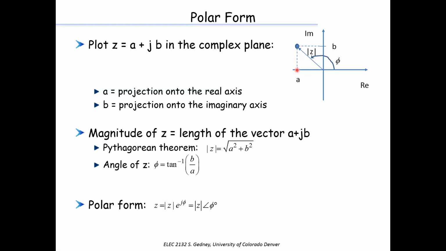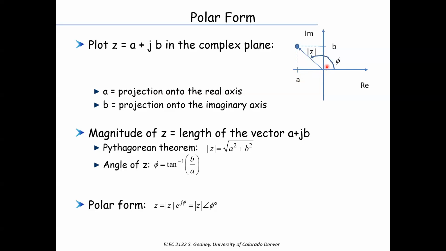The base of the triangle is a, the real piece. The hypotenuse is the magnitude of the complex number, which is this length, which we know from Pythagorean's theorem is simply the square root of a squared plus b squared. We also know that the angle off the positive real axis can be found by the inverse tangent of b over a. And that gives me the angle of my complex number.